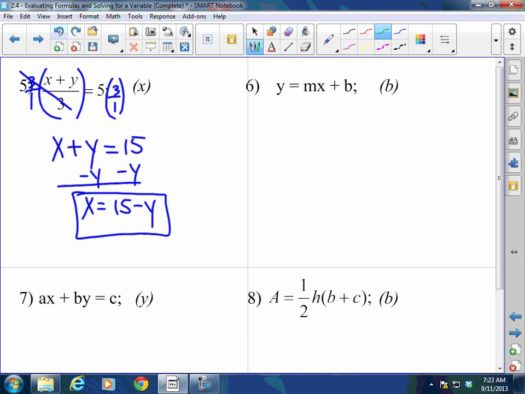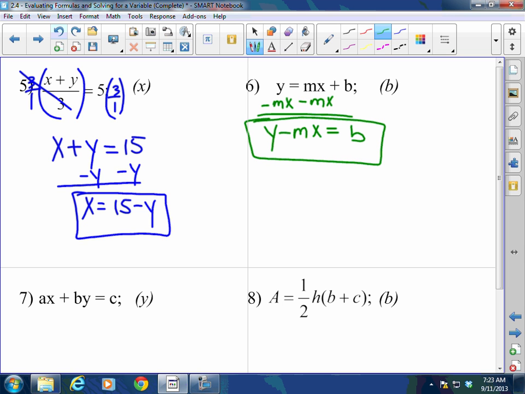Y equals mx plus b. This is going to be a very popular equation with us. This is actually the form of linear equations, and we're going to talk all about that in a different chapter. But let's go ahead and learn how to manipulate this right now. Y equals mx plus b. I want to solve for b. Well, this was a real easy one. This is going to be a one-stepper because mx is being added to b. So how do I get b all alone? I subtract mx to both sides, and y minus mx equals b. Done.